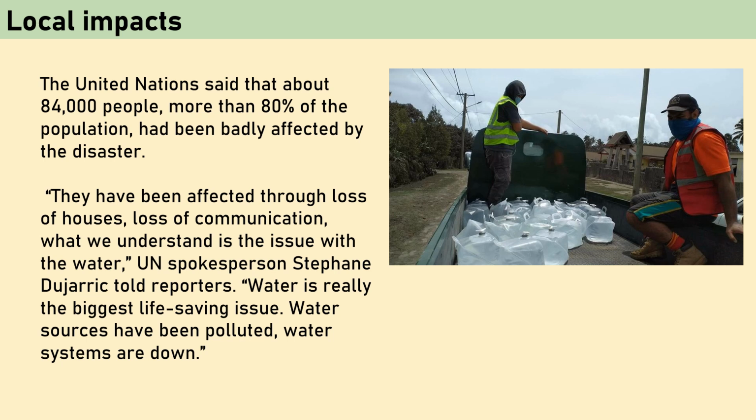And one UN spokesperson said they've been affected through loss of houses, loss of communication, but what we understand is the issue with the water. Water is really the biggest life-saving issue. Water sources have been polluted, water systems are down. So this is just in the few days following the event that this became a real concern.